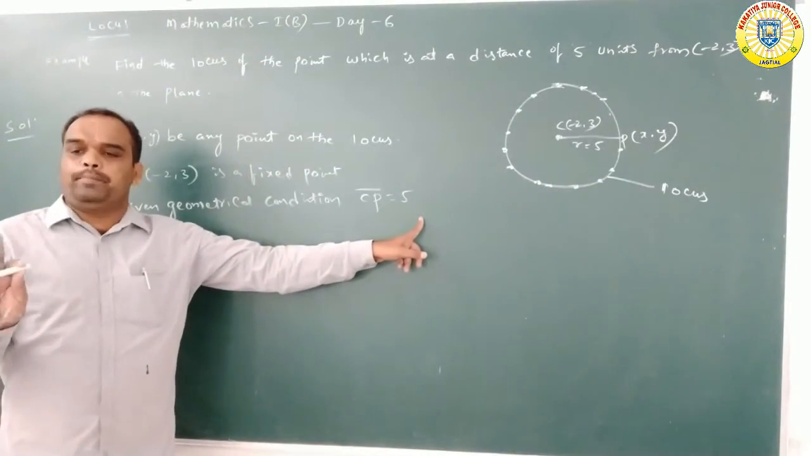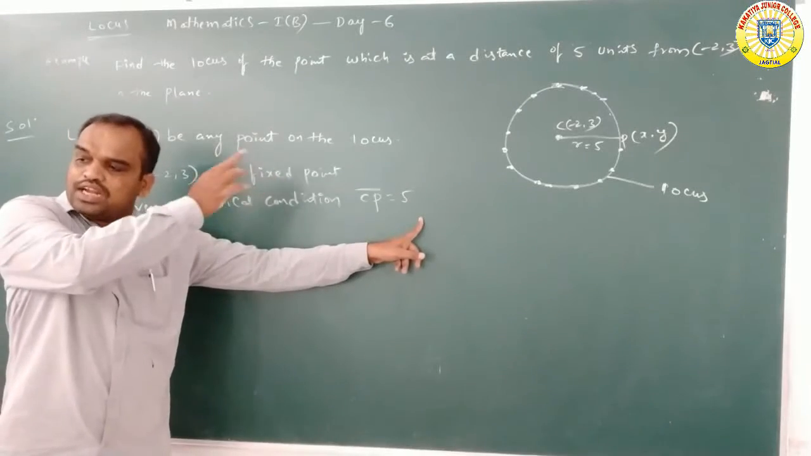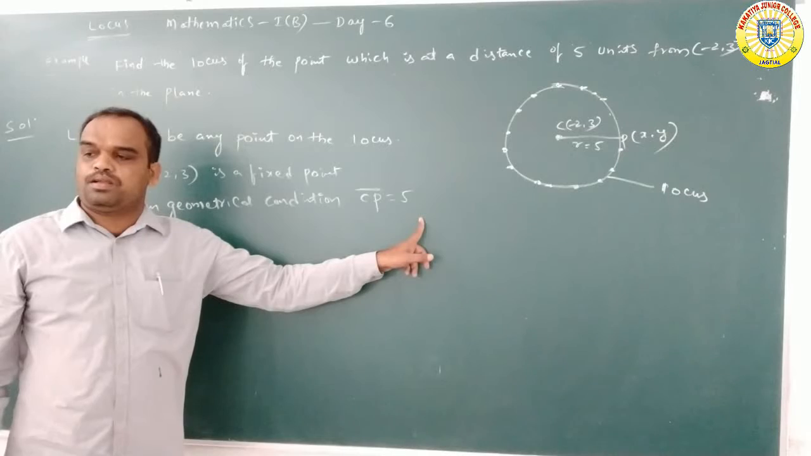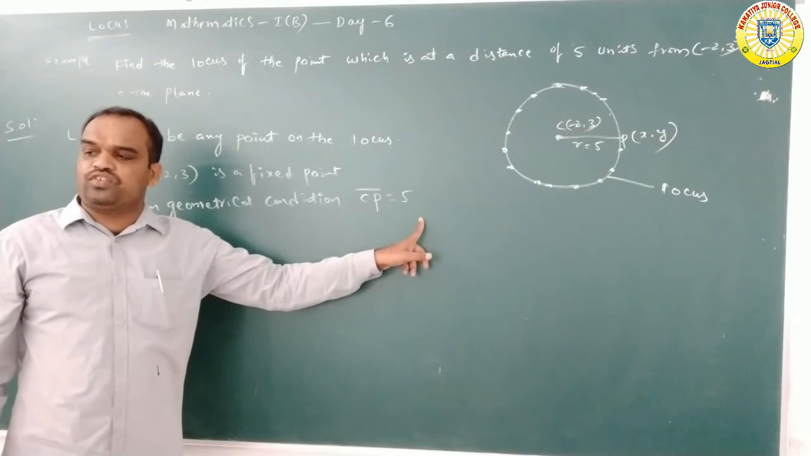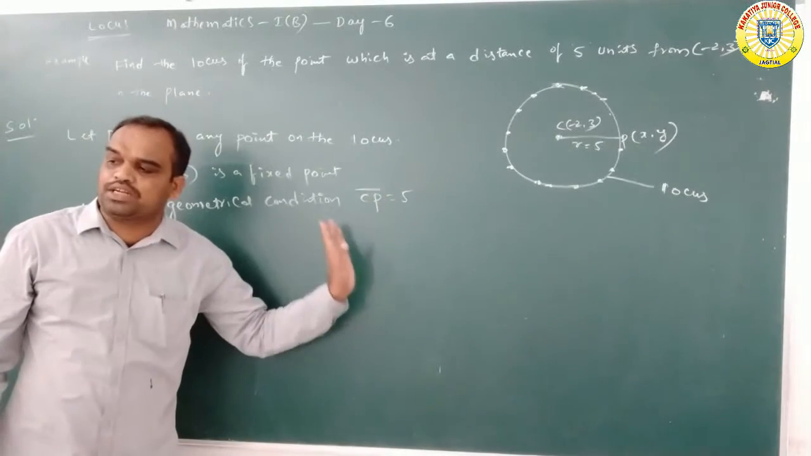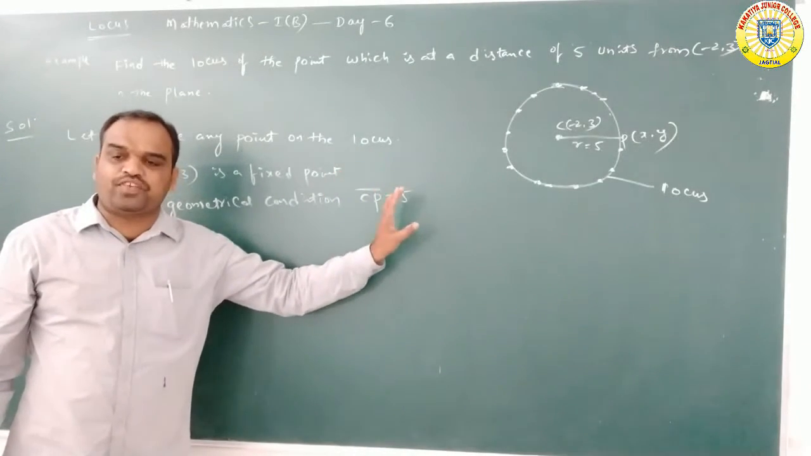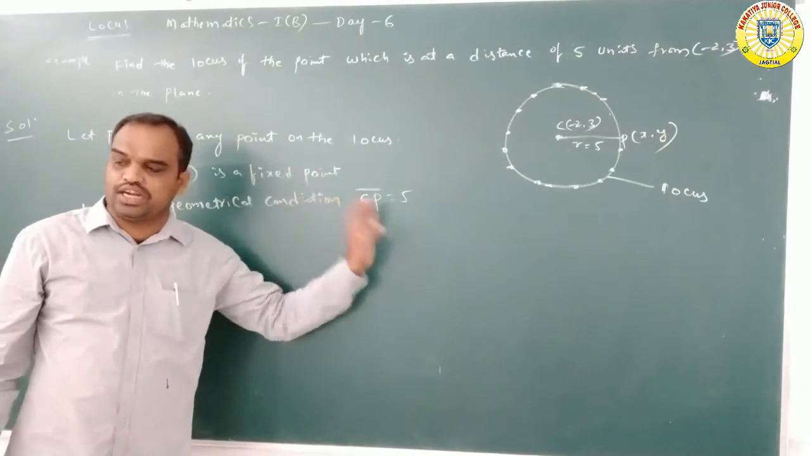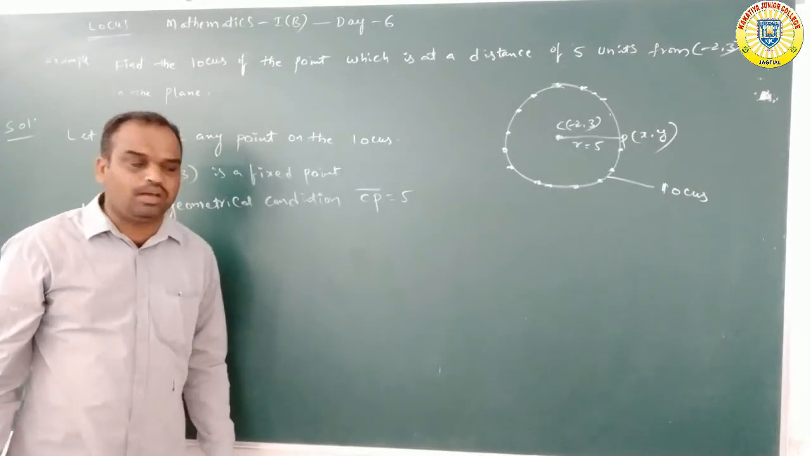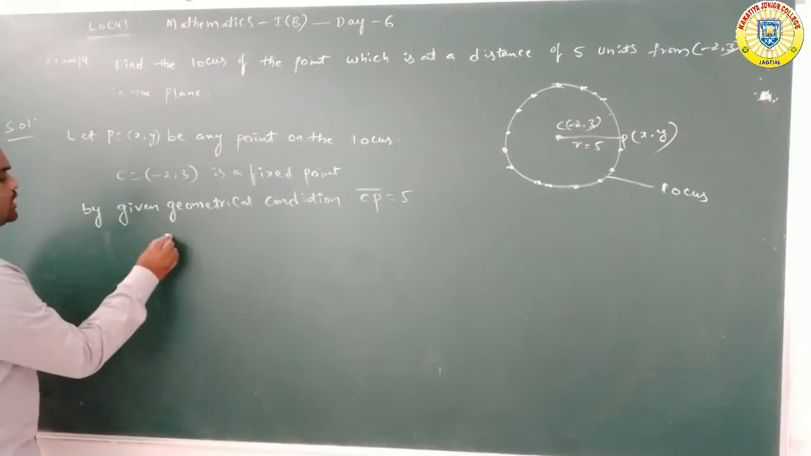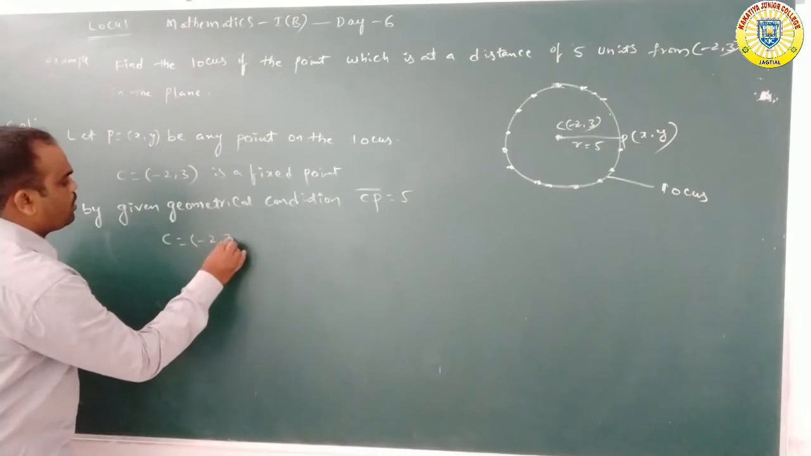So if you can identify the condition, your problem will come easily. Understand? So first we are identifying the given geometrical condition. What condition is given in our problem? If you identify that condition, you will definitely get the solution. CP is equal to 5. C is equal to (-2, 3).